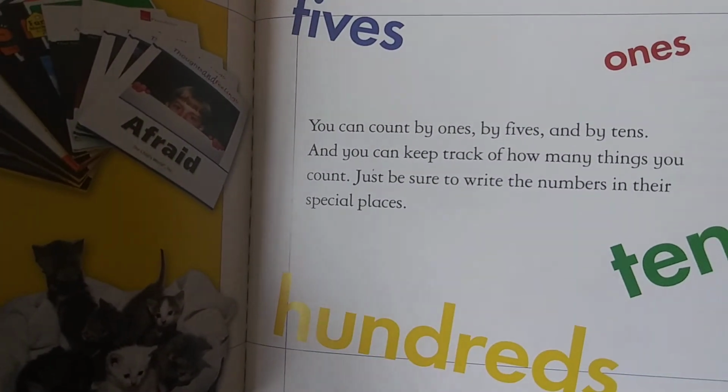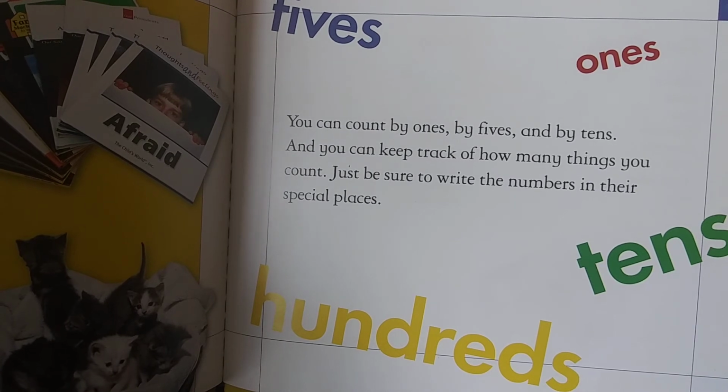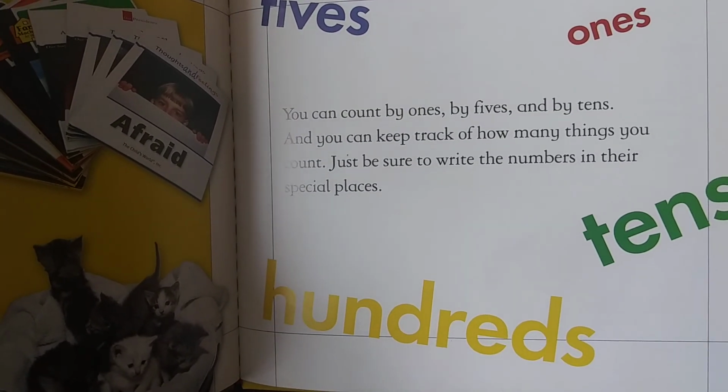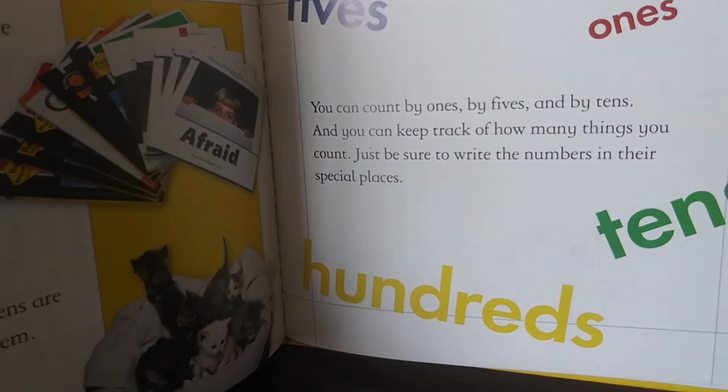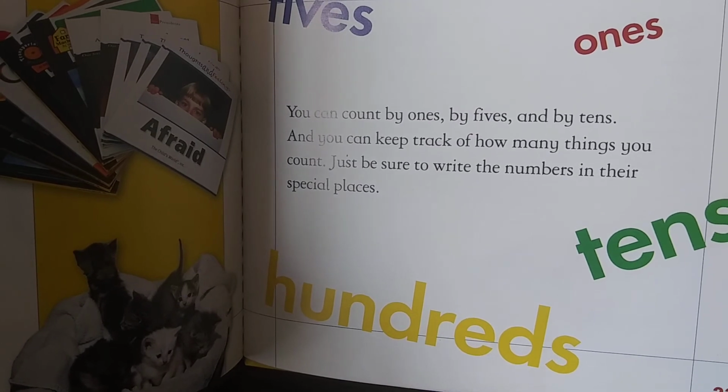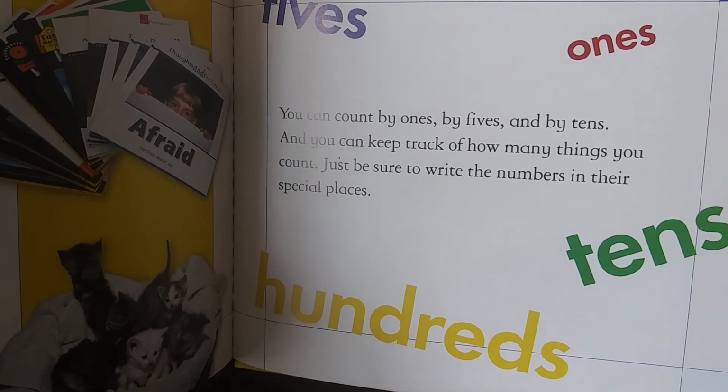You can count by ones, by fives, and by tens, and you can keep track of how many things you count. Just be sure to write the numbers in their special places. Ones, fives, tens, hundreds.